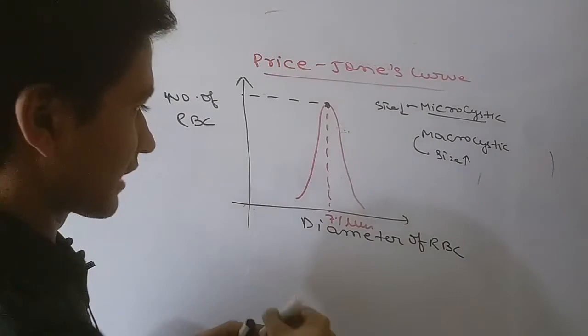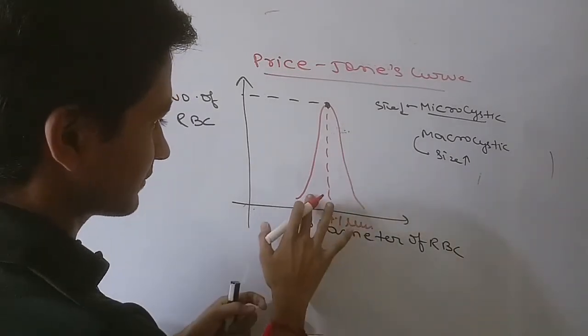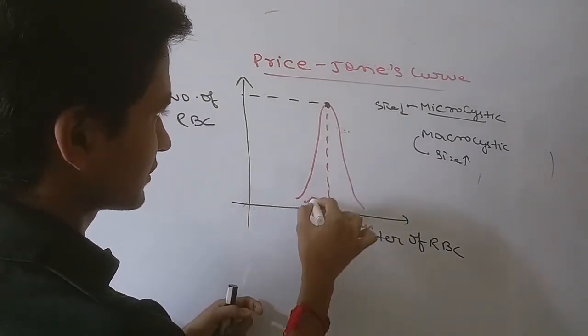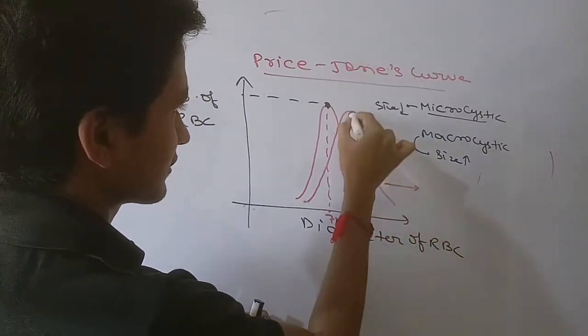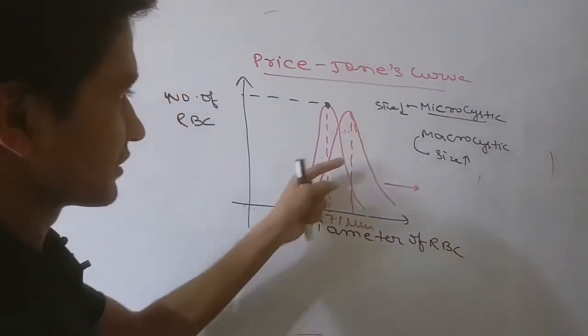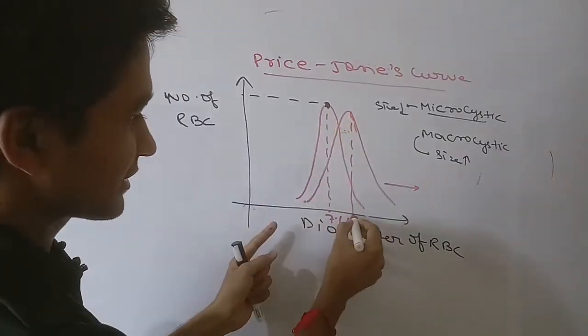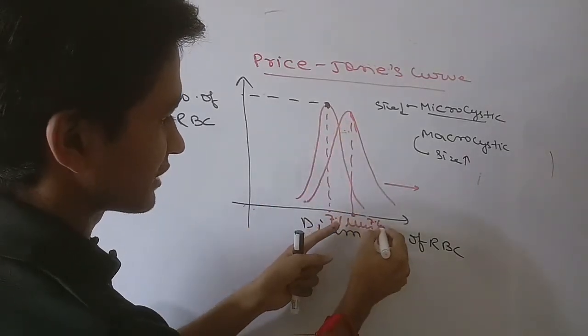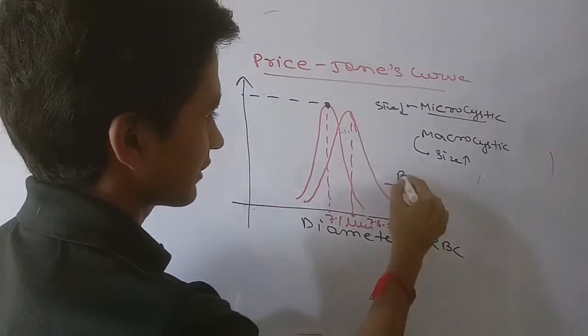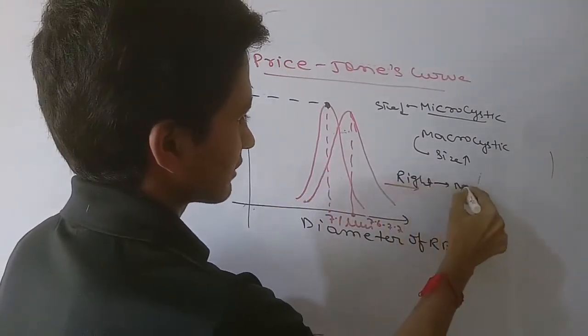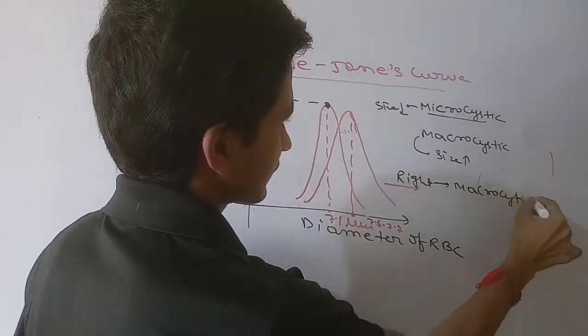How? If this graph shows rightward deviation, okay, it means that the average diameter has been increased. Suppose this point is your 7.6 or 7.7, okay. If the graph is shifting towards the right, then it will give us the idea of macrocytic anemia, okay.